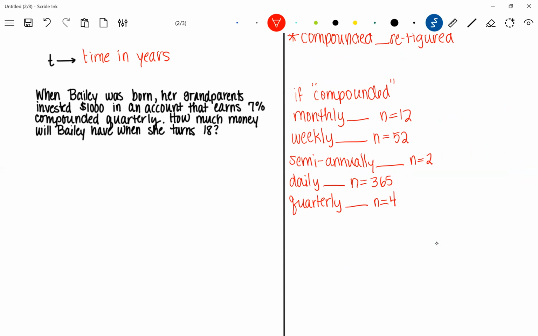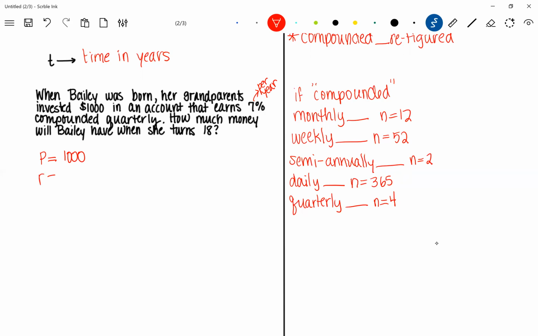It says, when Bailey was born, her grandparents invested $1,000 in an account that earned 7%. Okay, that 7% is for a whole year. Compounded quarterly. And it says, how much money will Bailey have when she turns 18? So let's write down everything we know. We don't know A. We know P. P is the starting amount. How much does she start off with in the account? $1,000.